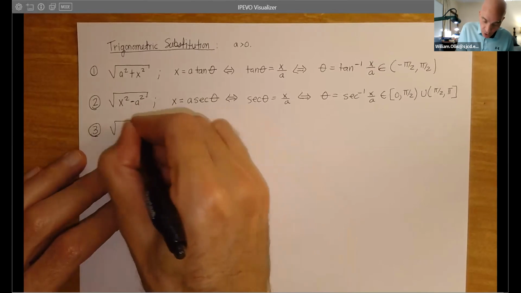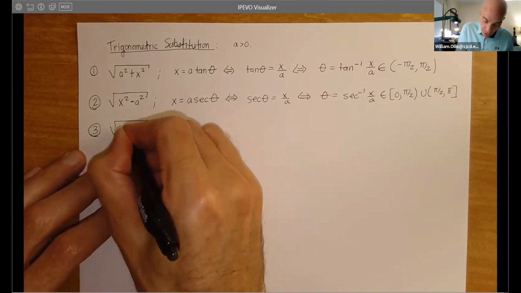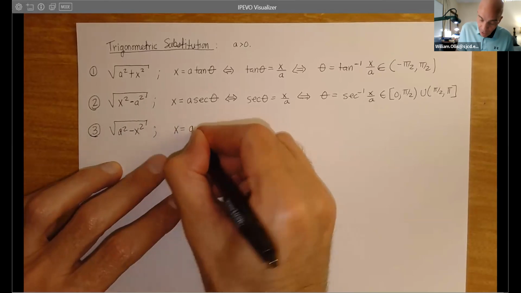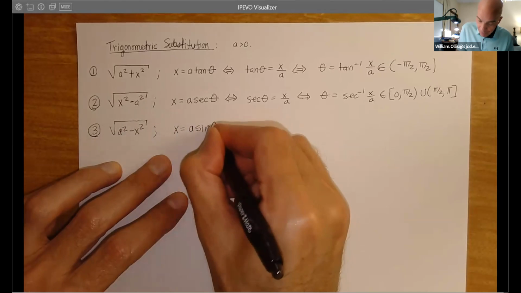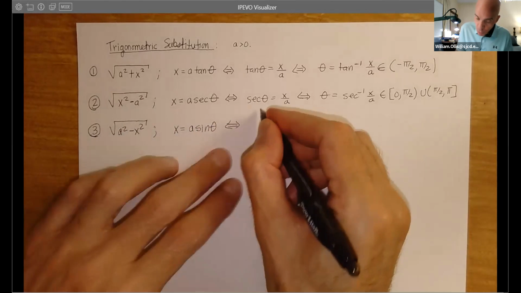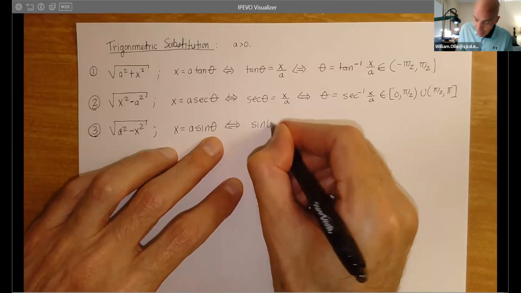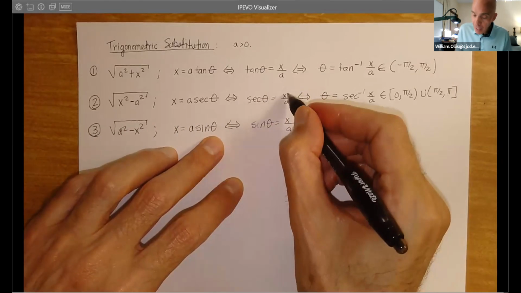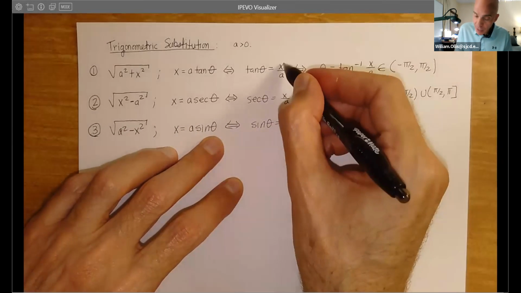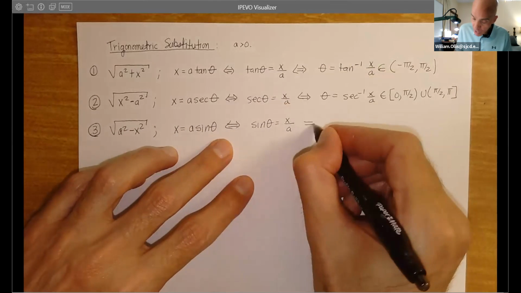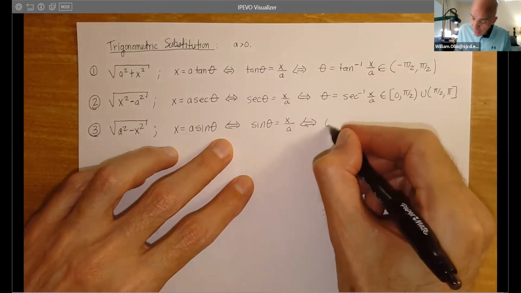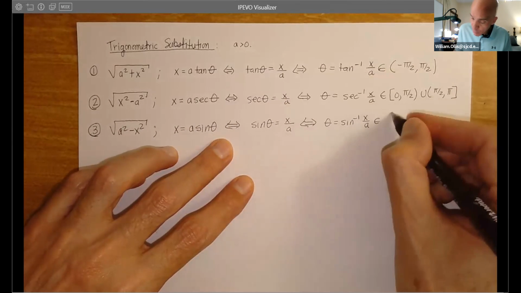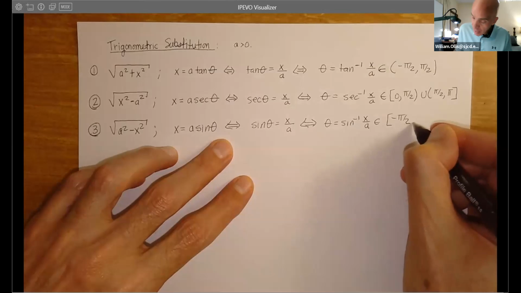So the last one that you'll use with the trig sub will be a squared minus x squared. And the substitution will be x equal a sine theta. So equivalently, this will make a triangle. Sine theta will be x over a, again, opposite over hypotenuse. Here, this is hypotenuse over adjacent. This is opposite over adjacent. So if and only if theta equals inverse sine of x over a, and we know this lives between negative pi over 2 and pi over 2.